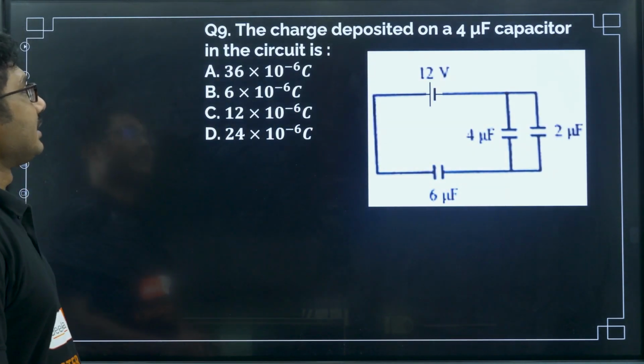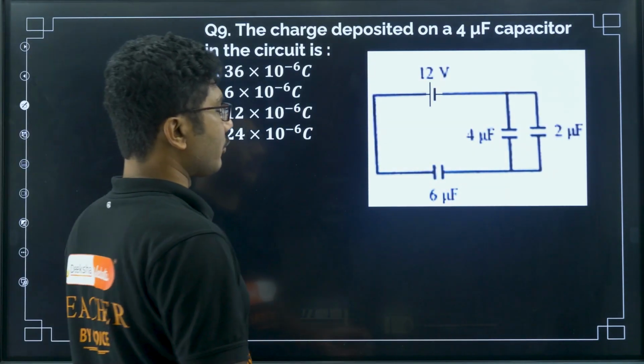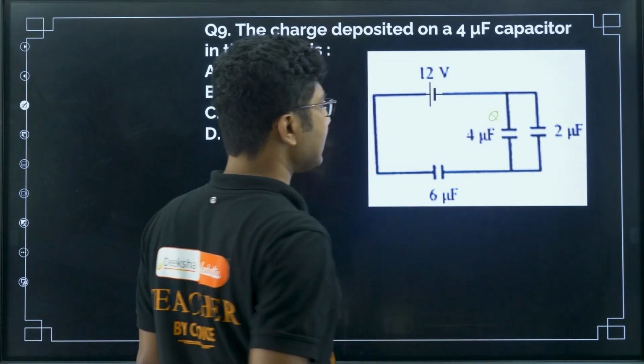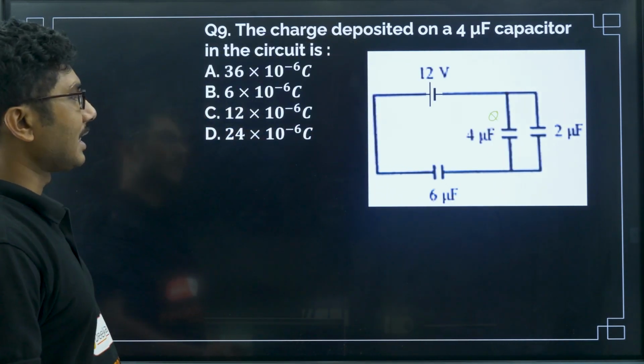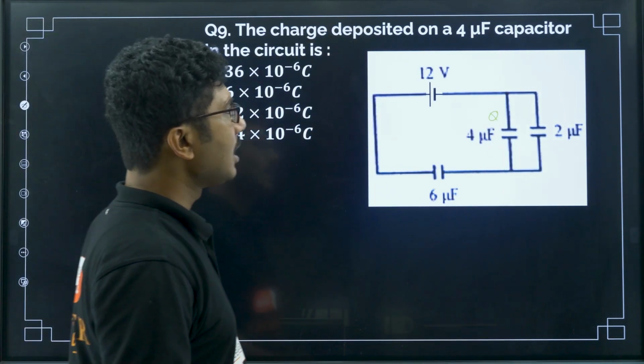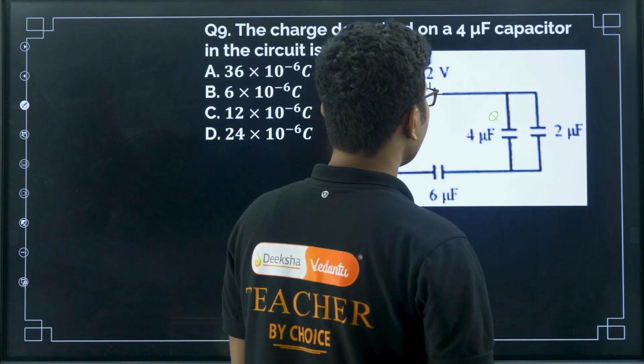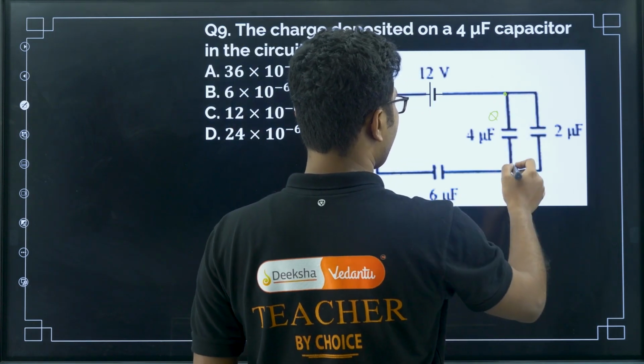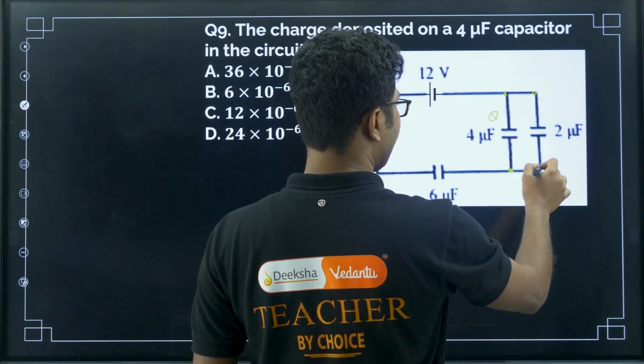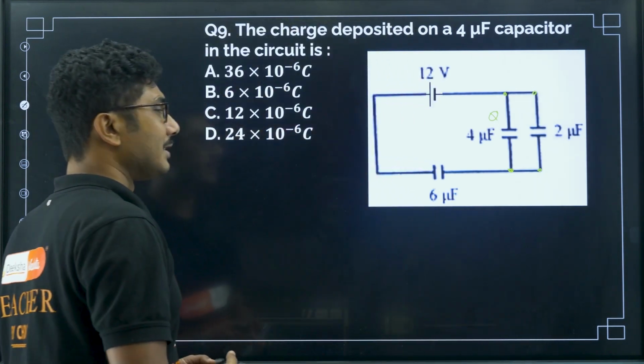Now, the charge deposited on the 4 microfarad. Whatever the charge deposited on this, that is the question. How much charge is deposited on this capacitor? So first, what we will do is try to find out the potential across this. These two are connected in parallel combination, so they should have the same potential.